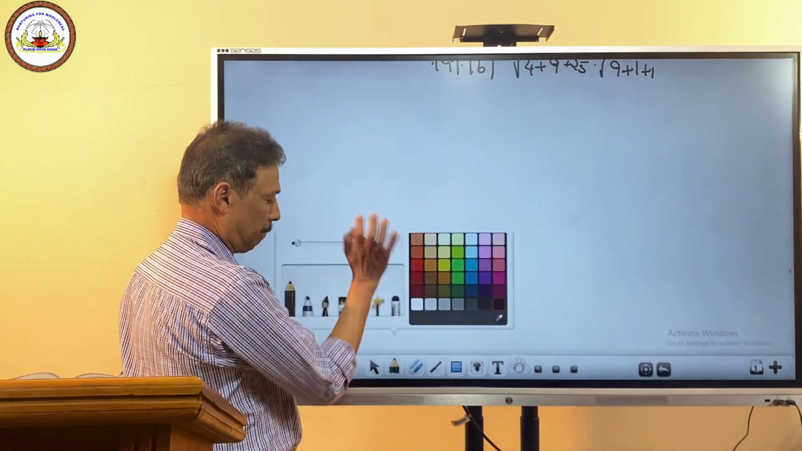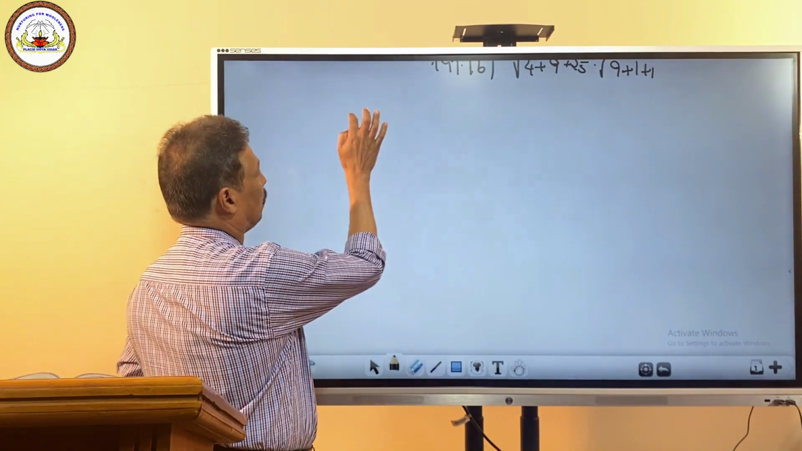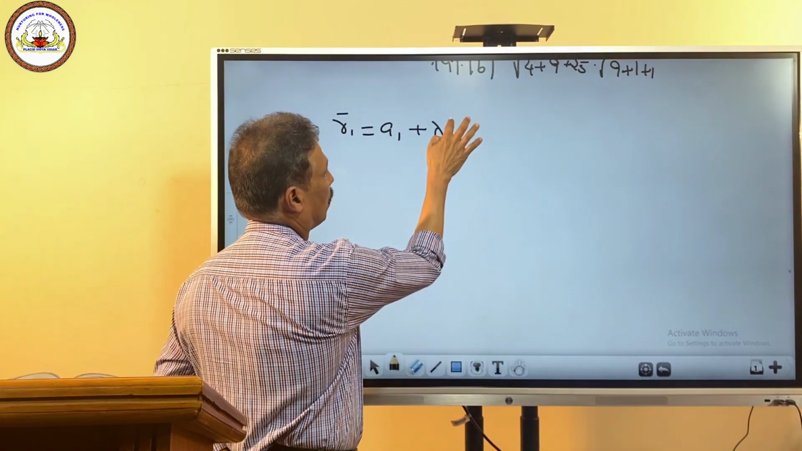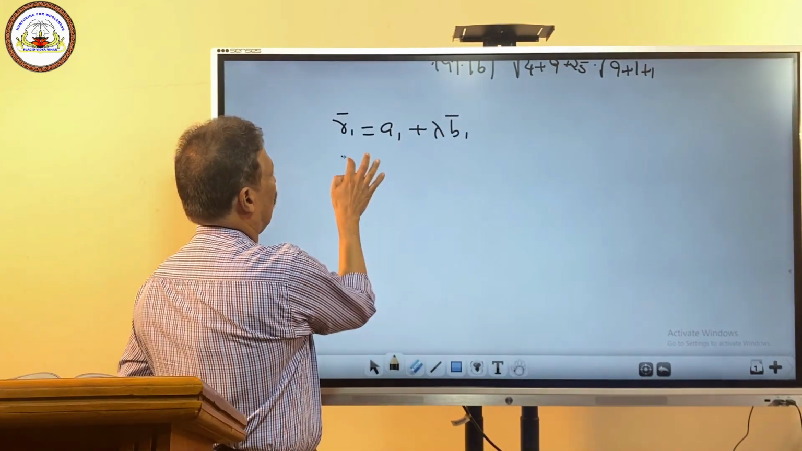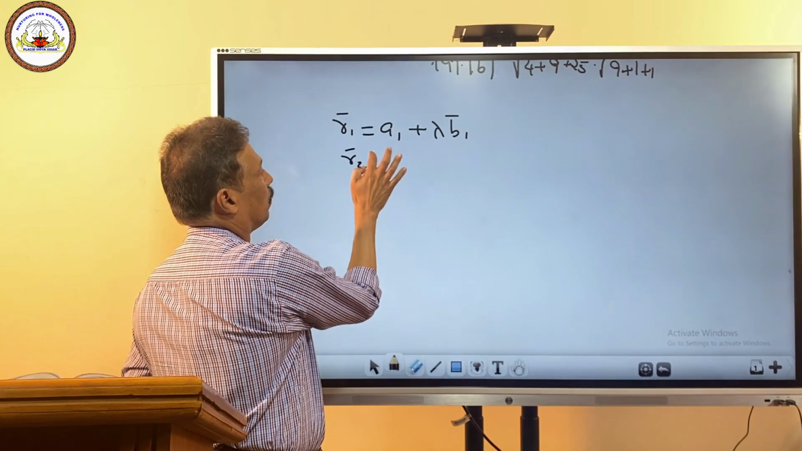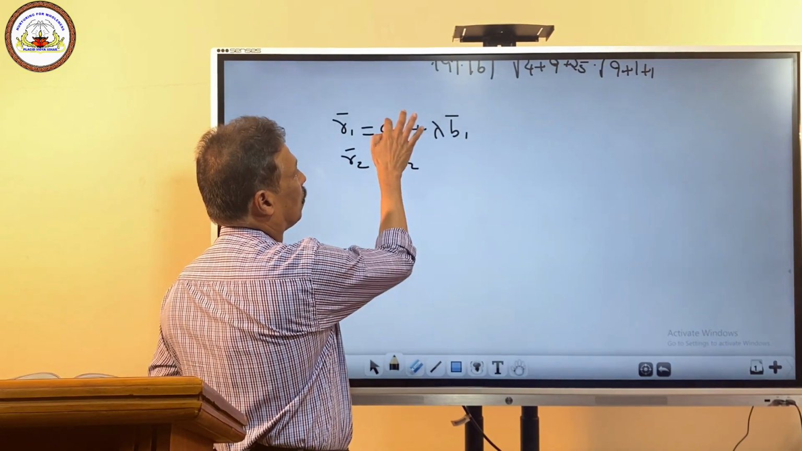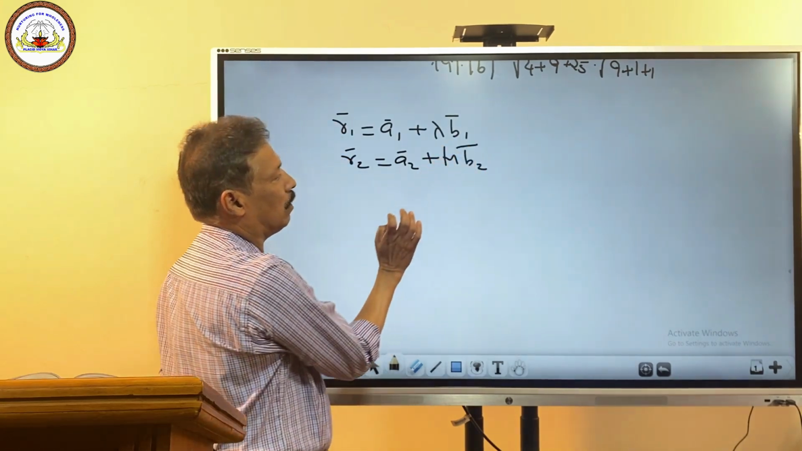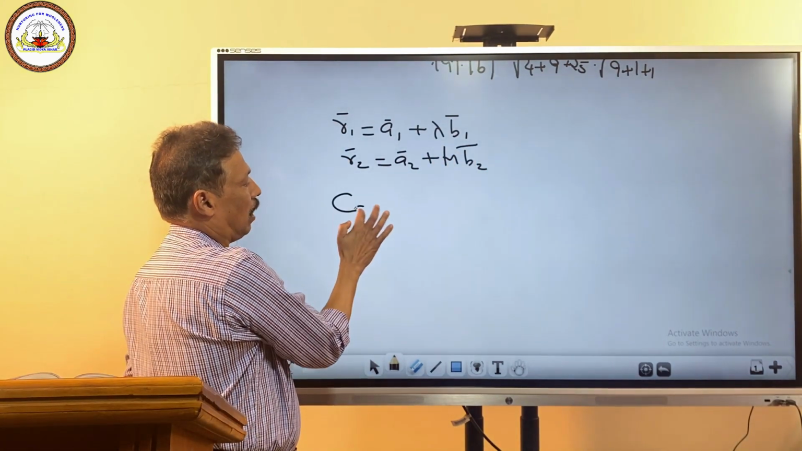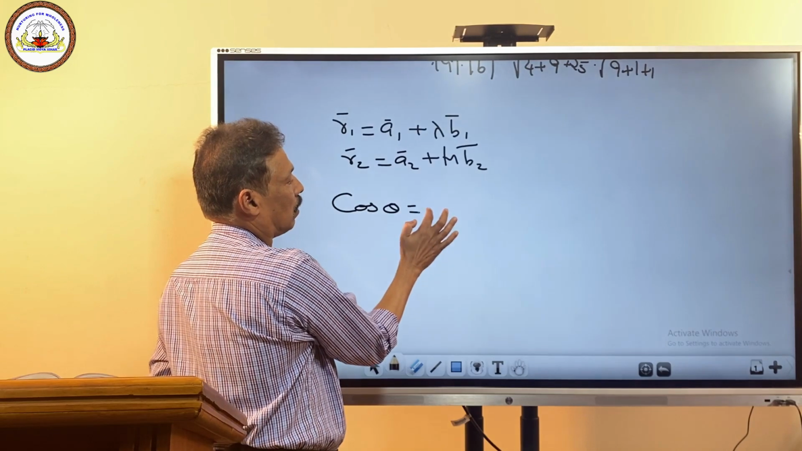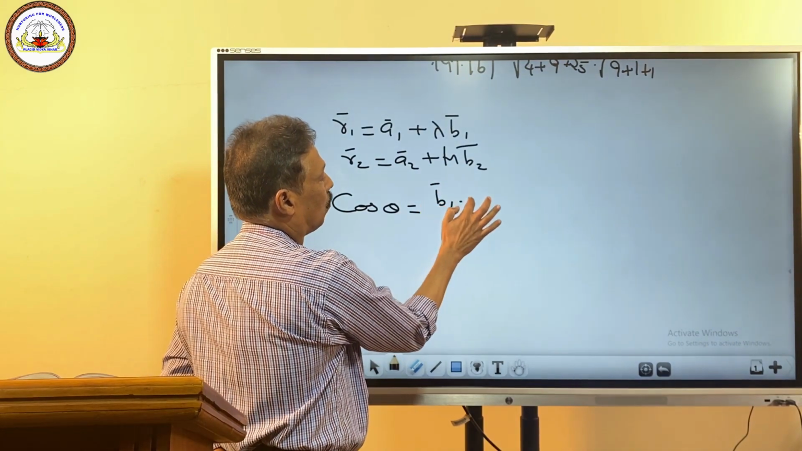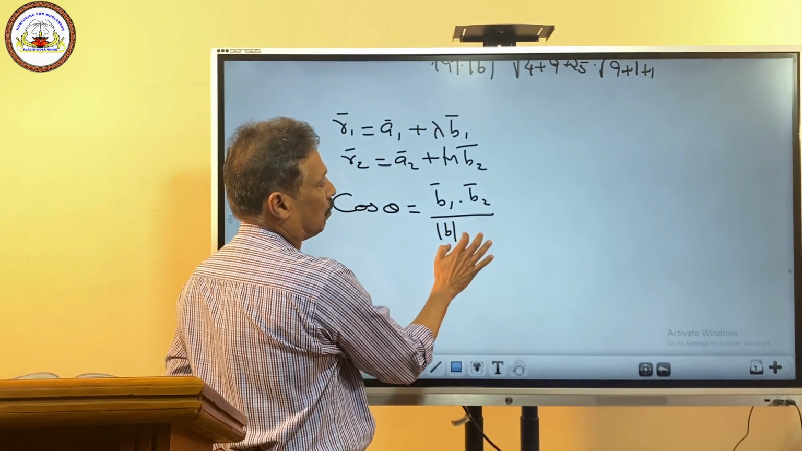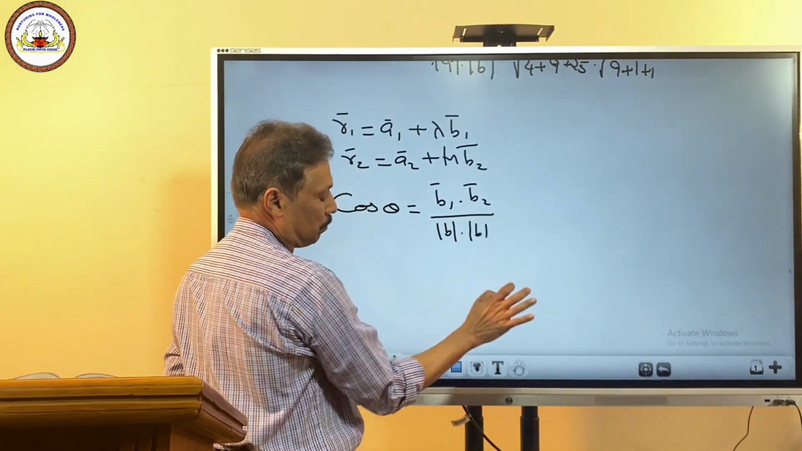Generally, for the lines r1 bar = a1 bar + lambda b1 bar and r2 bar = a2 bar + mu b2 bar, the angle between these two lines is given by the formula cos theta = b1 bar dot b2 bar divided by mod b1 into mod b2.